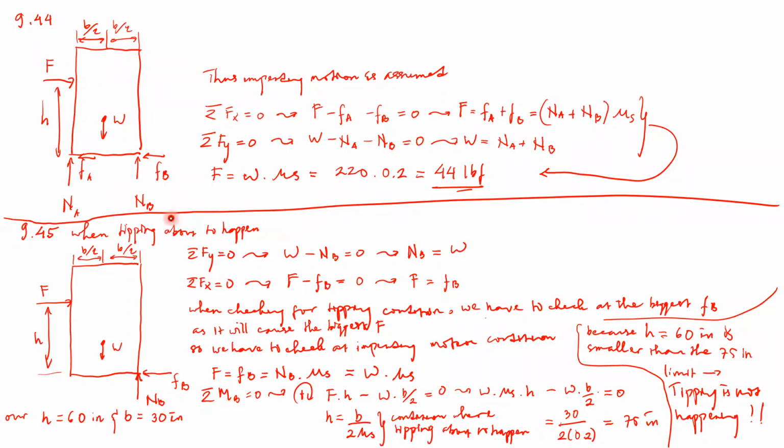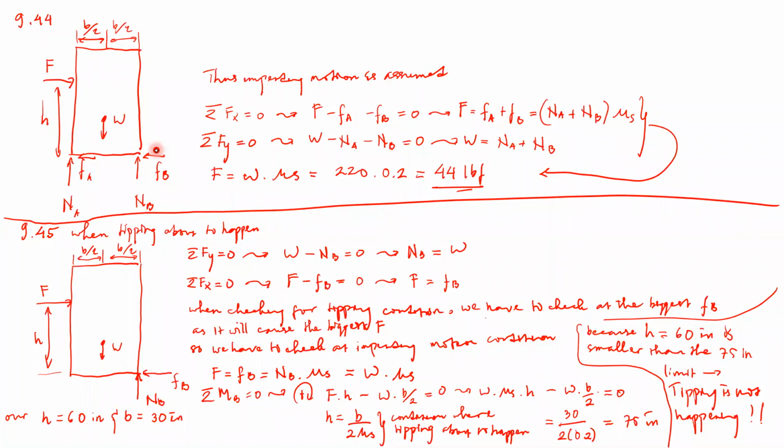And there is F there. The one in question is the force F, which causes impending motion to happen. Because it's impending motion, we know that the friction force Fa and the friction force Fb are supposed to be equal to the normal force multiplied by mu s.